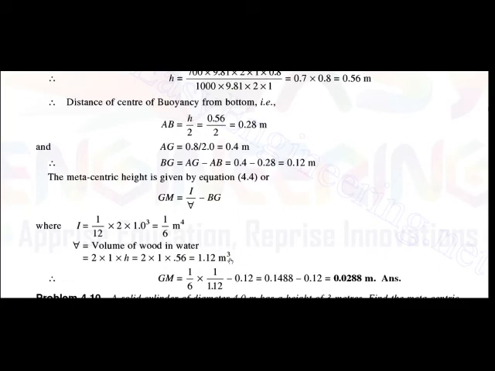So put all these values into the formula of GM, the metacentric height, equal to I, which is 1/6, upon the volume of the body submerged, the volume of the wood in water, which is 1.12, minus the BG, which is 0.12. By calculating this, we get the value of GM as 0.0288 meter.